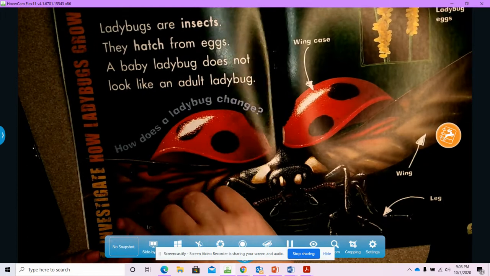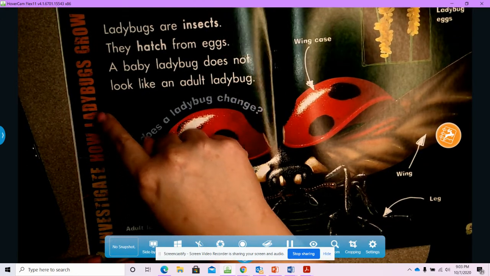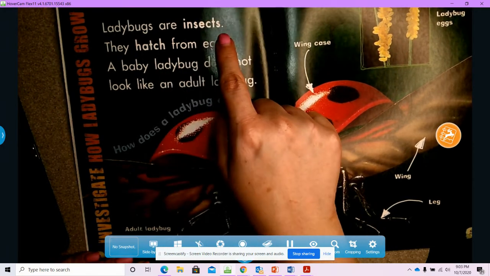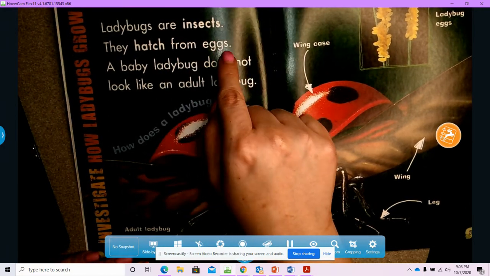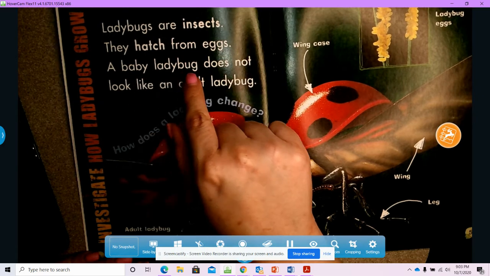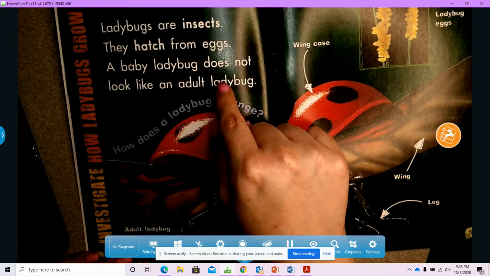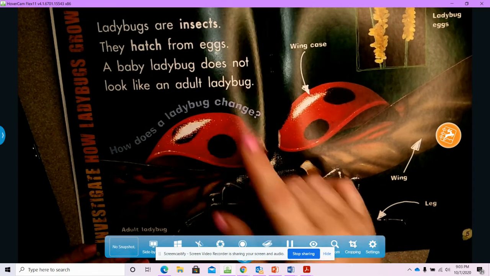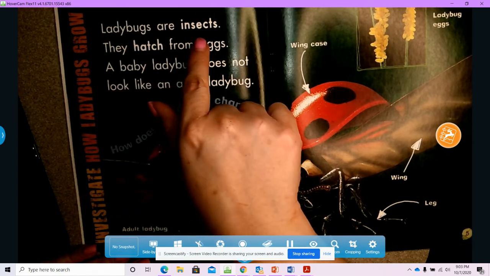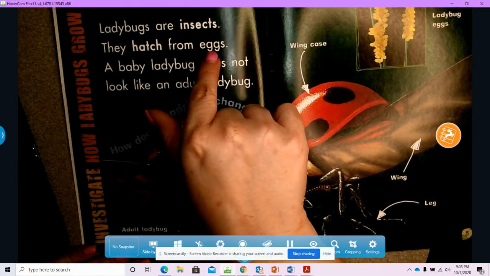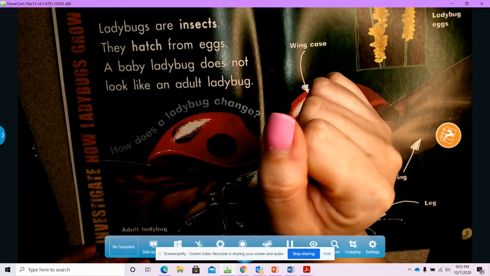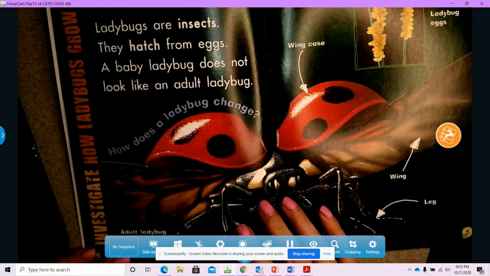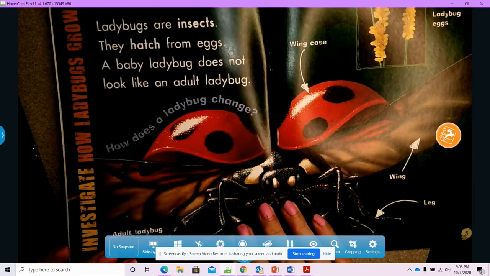It says, investigate how ladybugs grow. Ladybugs are insects. They hatch from eggs. A baby ladybug does not look like an adult ladybug. Ooh, that sounds interesting. Some facts here are that ladybugs are insects. They hatch from eggs. A baby ladybug does not look like an adult ladybug. So is that something you would want to include in your writing?